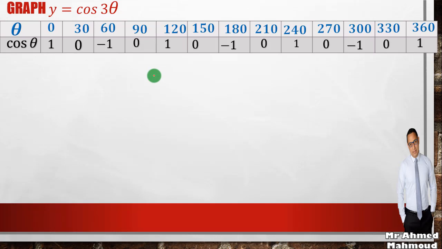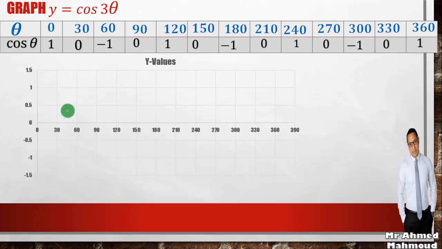Okay, the graph will be like this. Now 0 and 1 here, it starts at 1 because this is a cosine. Okay, 30 and 0, 60 and negative 1, 90 and 0, 120 and 1. Now it makes a whole period during 120 degrees. Again, it comes from 1 to 1 during 120 degrees. So after 120 degrees, it will make a new period like this.